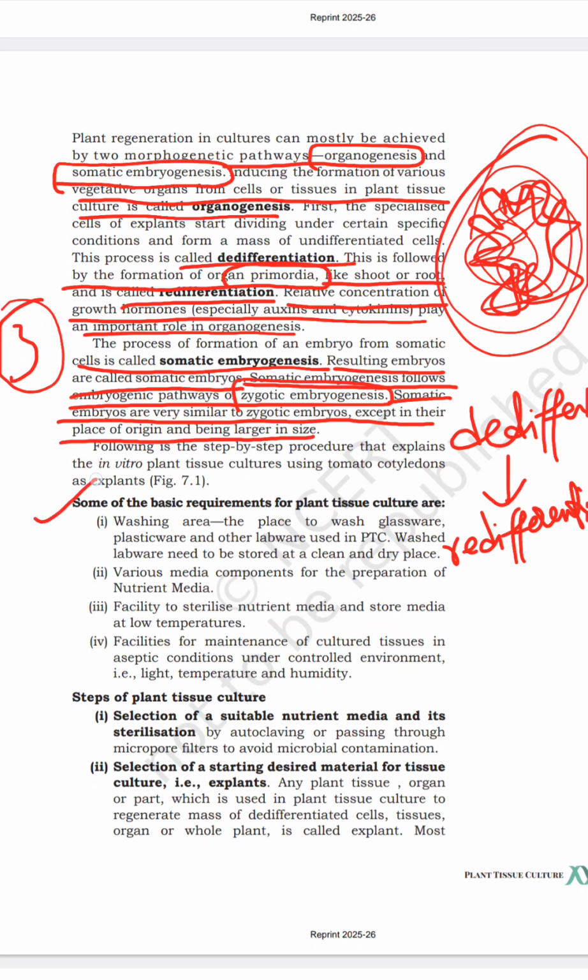So here are some of the basic techniques of plant tissue culture.